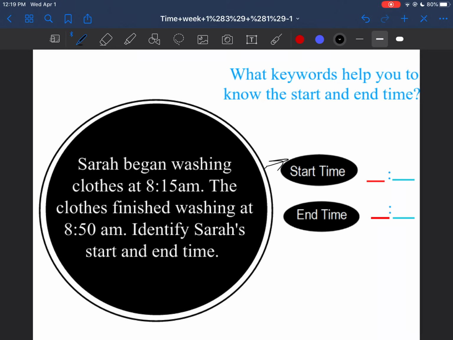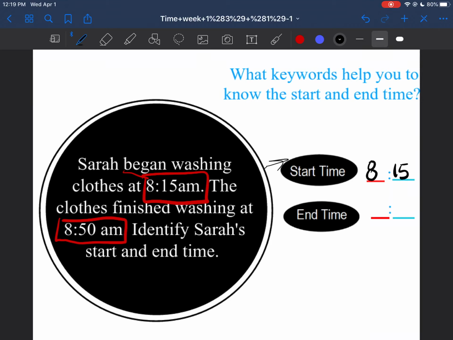Sarah began washing clothes at 8:15. The clothes finished washing at 8:50. Identify Sarah's start and end time. Okay, so the first question is, what is Sarah doing? Well, she's washing clothes. Do we know what time Sarah starts washing clothes? Yes, we do. Sarah begins washing clothes at 8:15. 8:15 is our start time. That's what time Sarah started doing that activity.